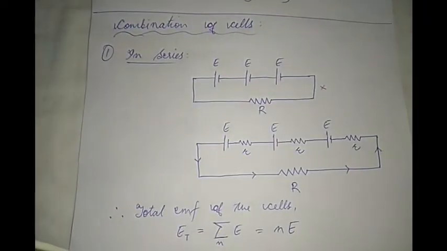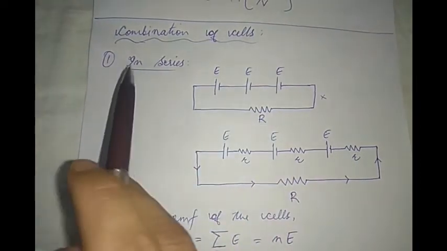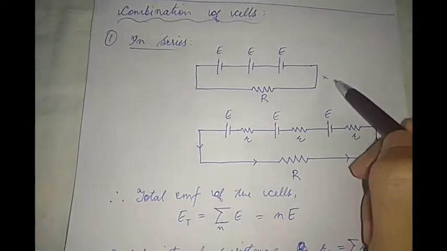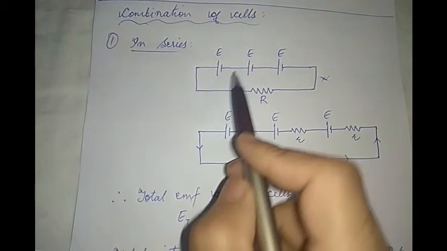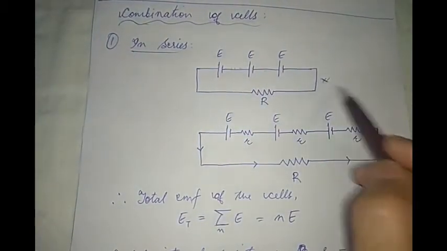Now, basically, what I want to discuss today is something called combination of cells. This is what I want to deal with in this video itself. So for combination of cells, there are two ways. One is in series, the other is, of course, parallel. Forget about this picture. I had drawn this, but I forgot to draw the internal resistances in here. So that is why I've put a cross mark in here.